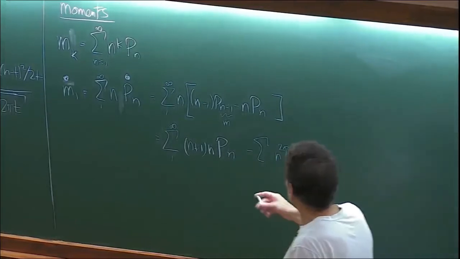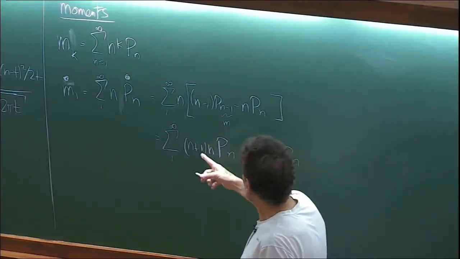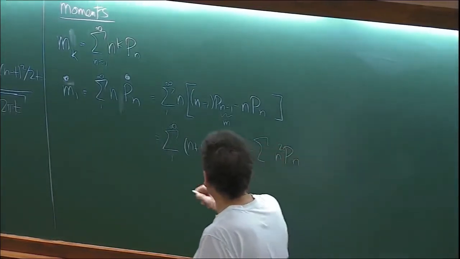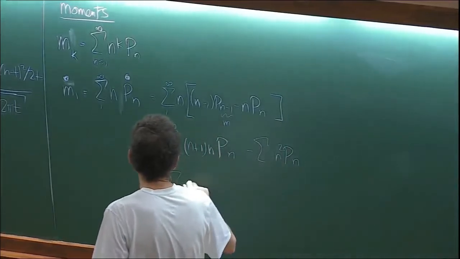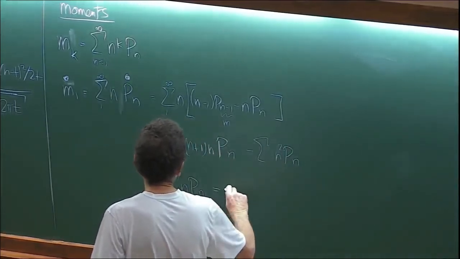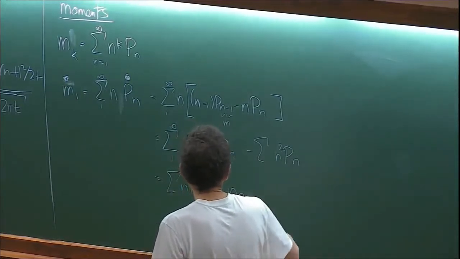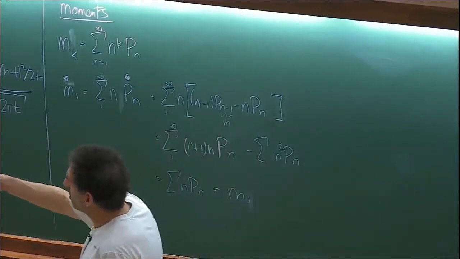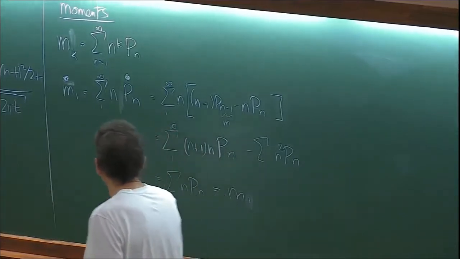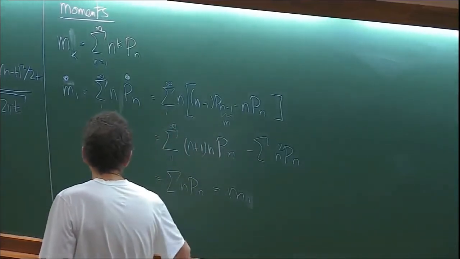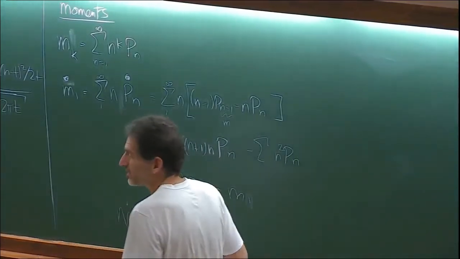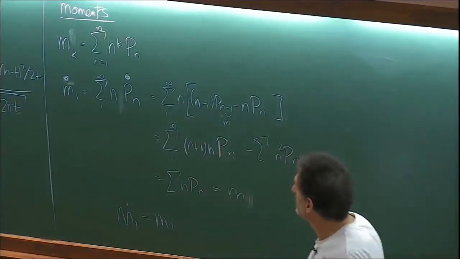And so now we're in a position to cancel the quadratic term. N squared cancels this n squared, and we just have the summation of n p_n, which is nothing more than M_1. So we just recover our original rate equation, that M_1 dot is equal to M_1, and so M_1 just grows exponentially with time.